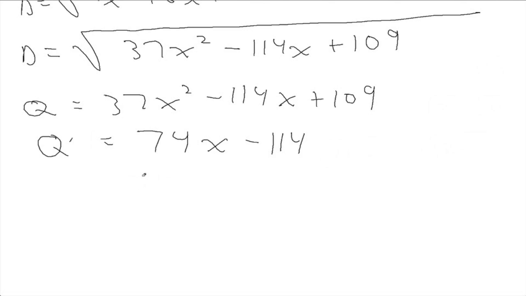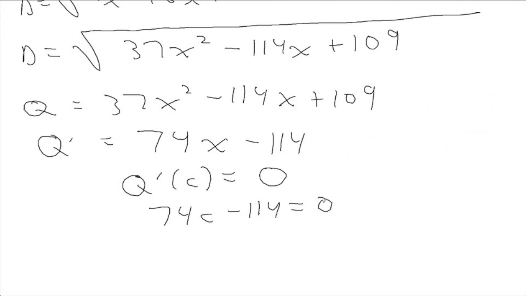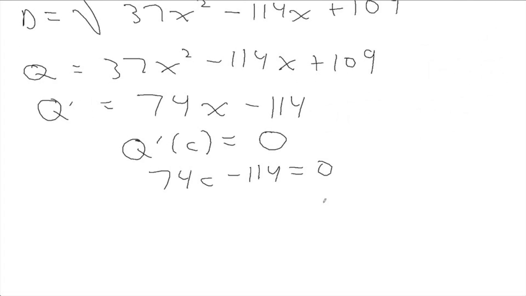Right. I'm trying to think. So we need to find the critical number, which is where the derivative is 0. That's right. Okay, so what do you get as the critical number? It's going to be 114 divided by 74. You get 1.54. Okay, I hope we didn't make a mistake. But anyway, it approximates to approximately 1.54.